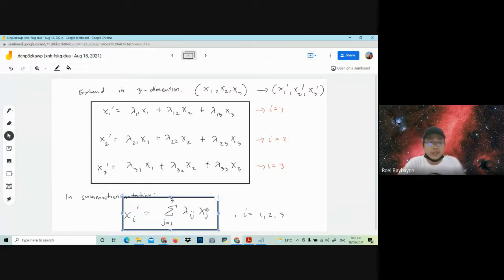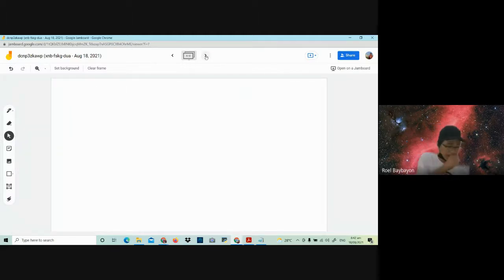So you can write this into, ang tulo ka equation nimo is pwede nimo siya isulat into one equation using summation notation. And we call this the coordinate transformation. Meaning, i-transform nimo ang mga xj's into xi prime. Okay? Katong unsa itong mga primes gani? Ang primes kay katong gi-rotate nimo ang angle. Gi-rotate nimo siya with some angle theta. And the lambda ij's are called the direction cosines.